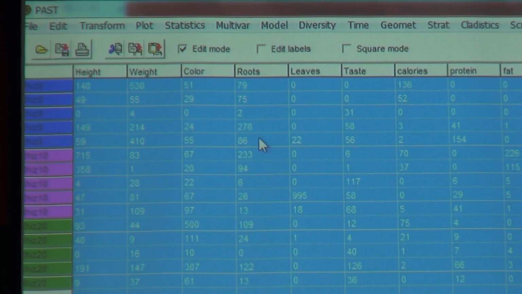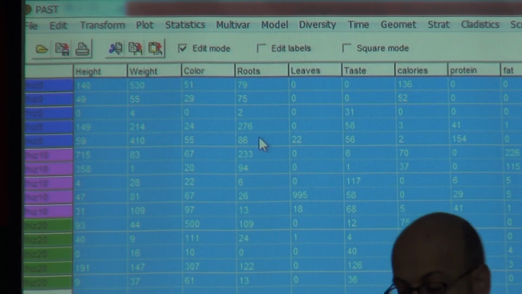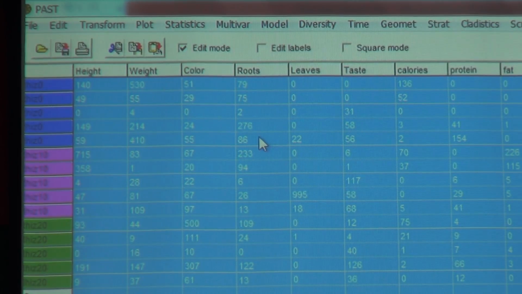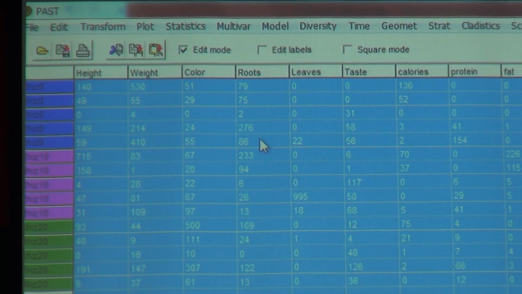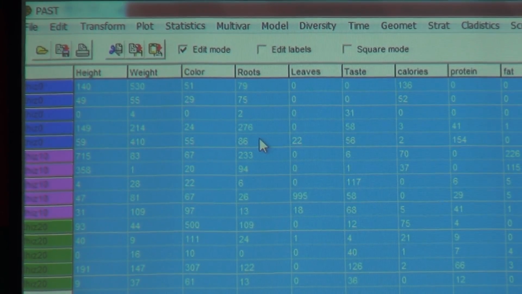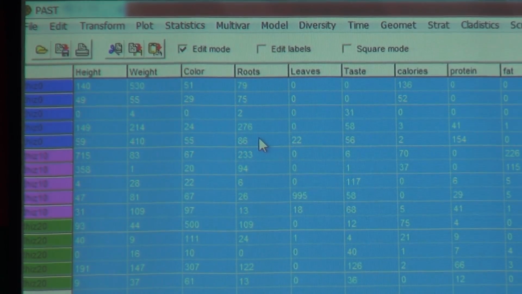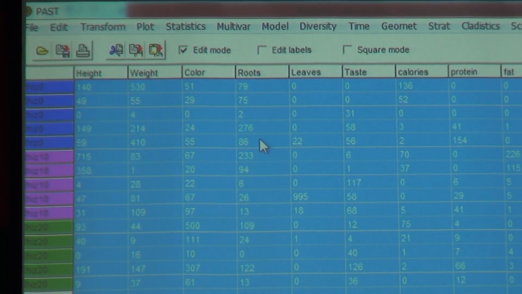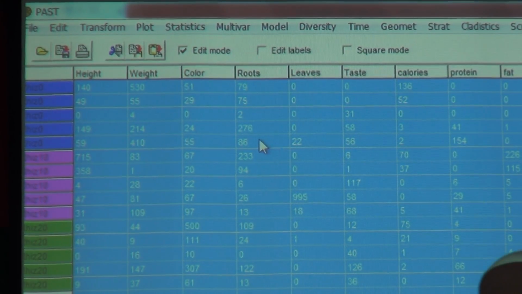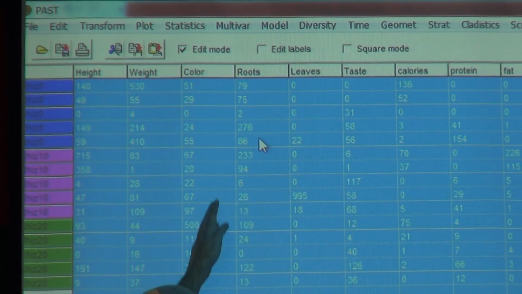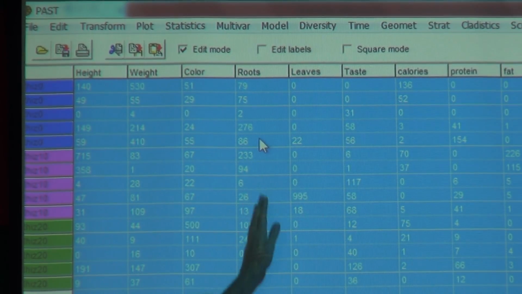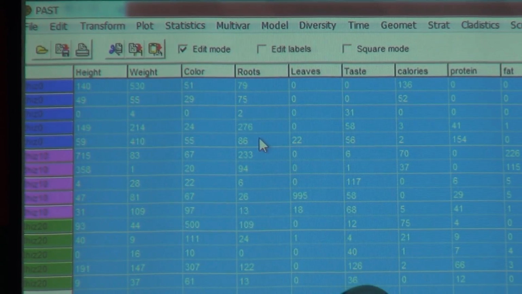So, how do we do that? If we have a difference, it could be caused by color, it could be caused by the taste, by the number of leaves, by the amount of protein, by the yield, by the fungus, by the snails. It could be caused by any one of them. And we want to know which one, which column, which parameter is the one responsible for the difference between the groups.